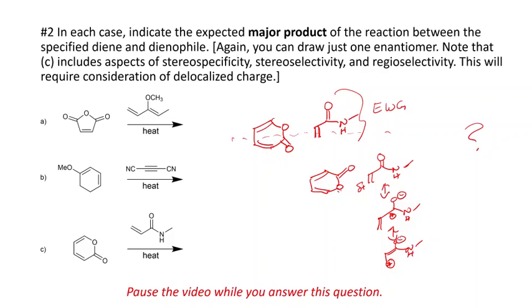That would mean we donate a pair of electrons from this oxygen to this system right here, right? And that's going to show up on this carbon, 2 carbons away from the oxygen. But that's not one of our key carbons. These are the 2 key carbons that are going to react in the Diels-Alder reaction, right? These 2 right here. So we need to move that charge over there as well.